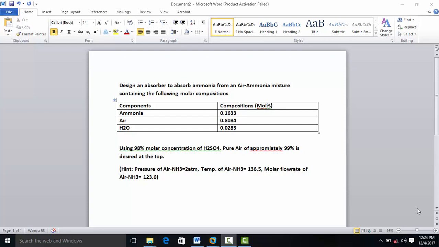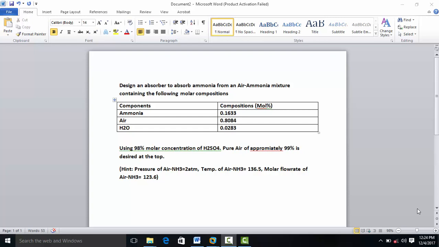for the tutorials. Now the question before us is: design an absorber to absorb ammonia from an ammonia air mixture containing the following molar compositions. We have ammonia, air, water, and the various mole fractions we are also given. So we're asked to use 98%, that's a molar concentration of H2SO4, to do this particular job.